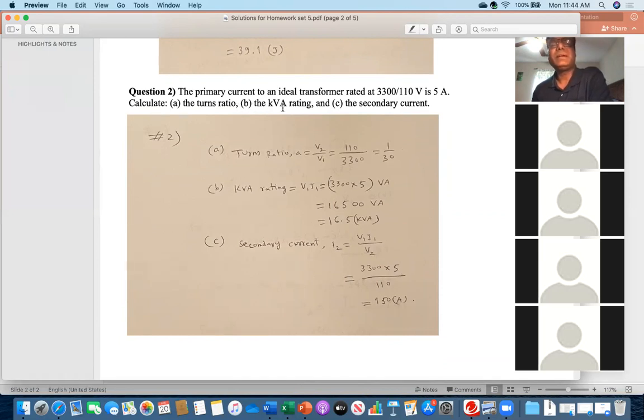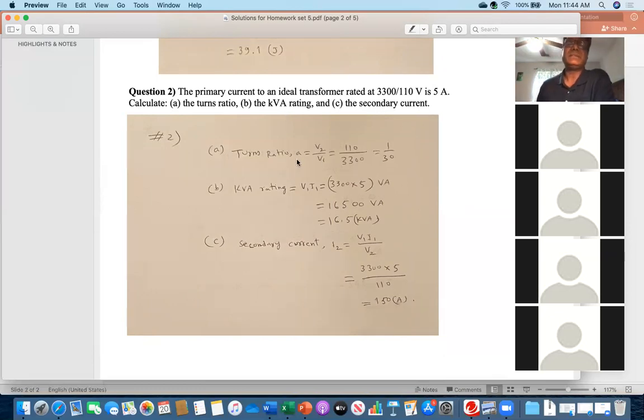The primary current to an ideal transformer rated at 3300/110 is 5 amperes. This means 3300 is the primary voltage and 110 is the secondary voltage, so this 5 ampere is the primary current. The question is to calculate the turns ratio, the kVA rating, and then the secondary current.